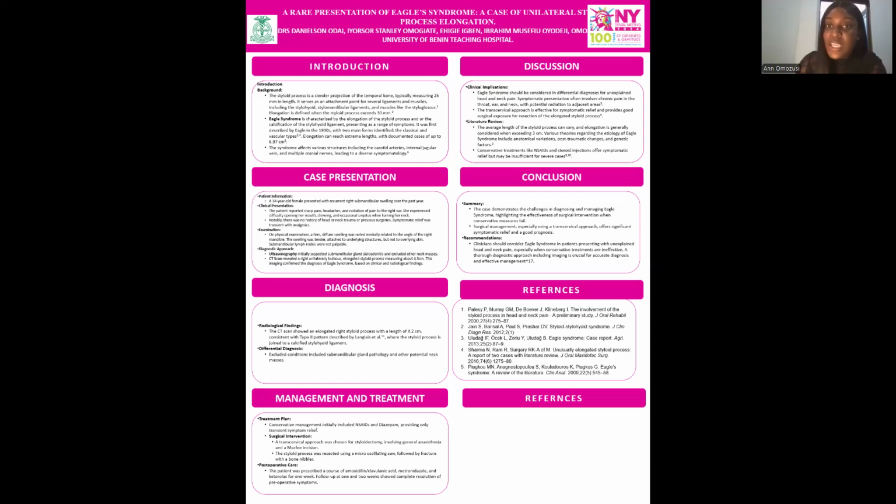Clinicians should consider Eagle syndrome in patients presenting with unexplained head and neck pain, especially when conservative treatments are ineffective. A thorough diagnostic approach, including imaging, is crucial for accurate diagnosis and effective treatment.